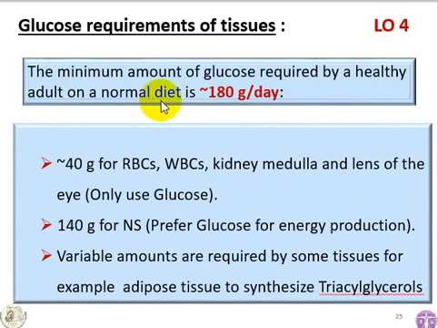The minimum amount of glucose required by a healthy adult on a normal diet is about 180 grams per day. 40 grams are for the RBCs, kidney medulla, and lens of the eye, because they only use glucose for energy production. 140 grams are for the nervous system, because it prefers glucose for energy production. Variable amounts are required by some tissues, for example adipose tissue, to synthesize glycerol.